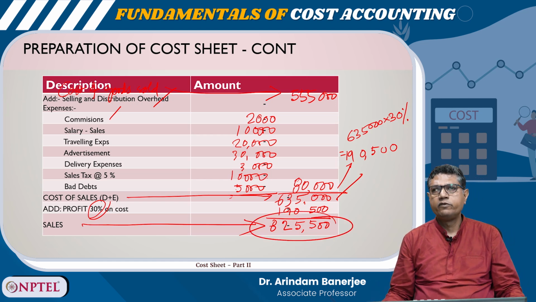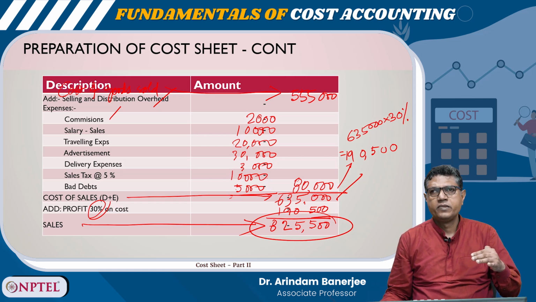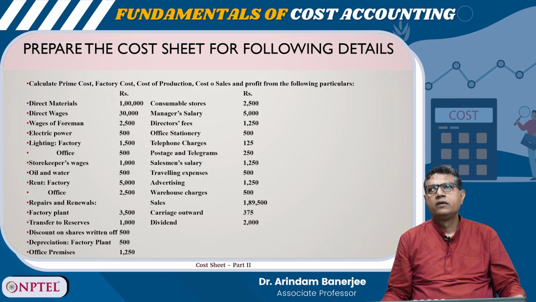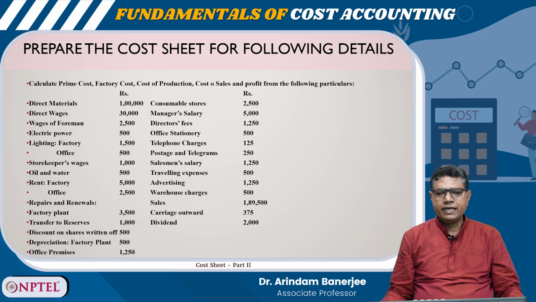This way, we can calculate the overall cost of a product by adding first the prime cost. With the prime cost, we can add the factory overheads, then we can add the administrative overheads, and then we can add the selling and distribution overheads. Fine. So, here is one example given.